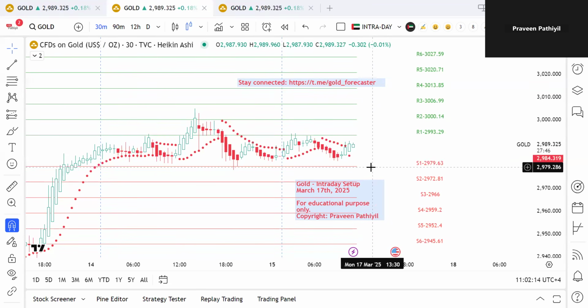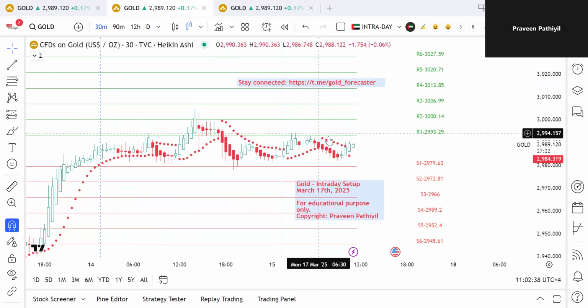Say if S1 is triggered, then this is a setup for intraday on the sell side. In that case, we will have the stop loss at R1 plus $1. So the stop loss for the sell side will be 2993 plus $1. So 2994 will be our stop loss if the sell is triggered.